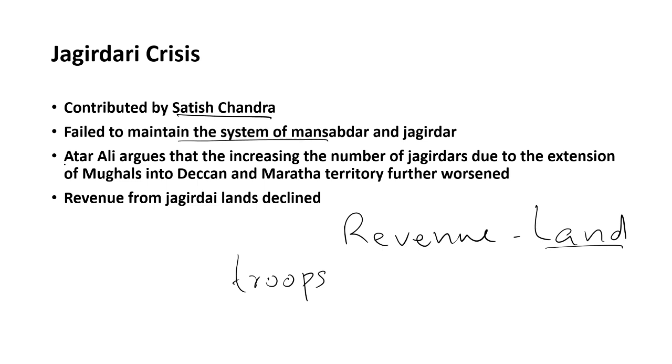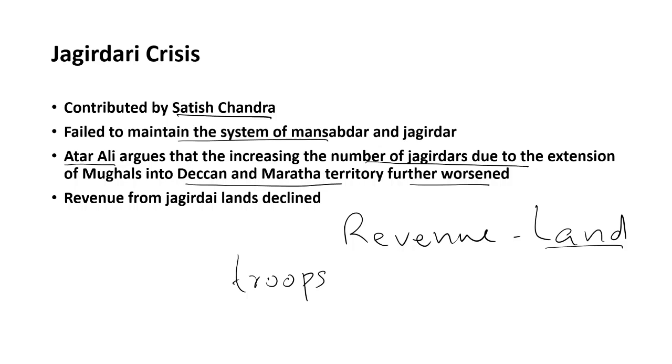Another prominent historian, Athar Ali, argues that the number of Jagirdars increased due to the extension of the Mughals into new areas of Deccan and Maratha territory. Because of the extension of Jagirdars into new areas, the system worsened. The revenue from Jagirdari lands declined.